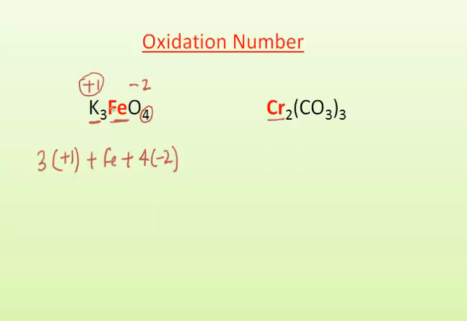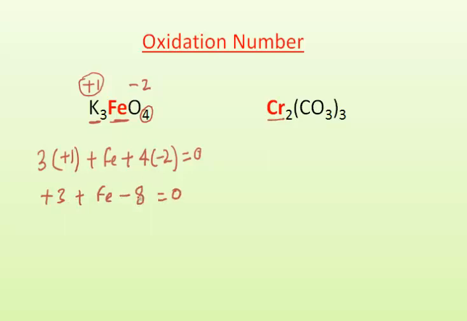Well, this is a neutral compound, which means it does not carry any charge. The total oxidation number of atoms of a neutral compound is always equal to 0. That is why we equalize to 0. Now we can do the calculation. 3 times 1 is 3, we have +3, plus Fe atom, and 4 times 2 is 8, we get -8, and equal to 0.